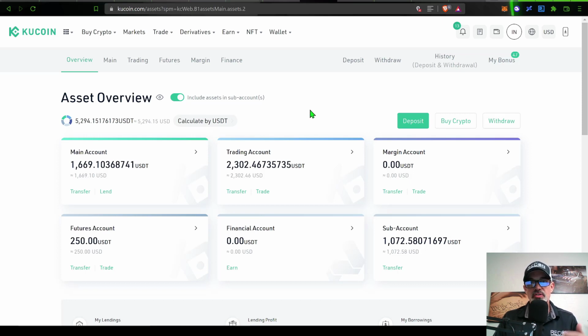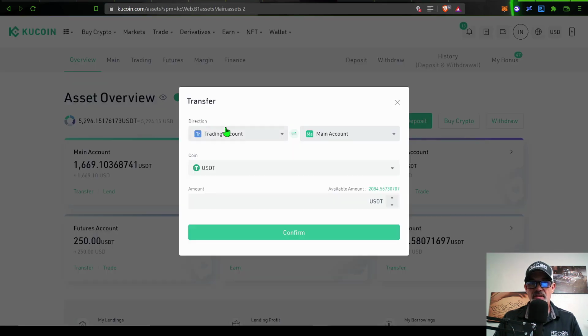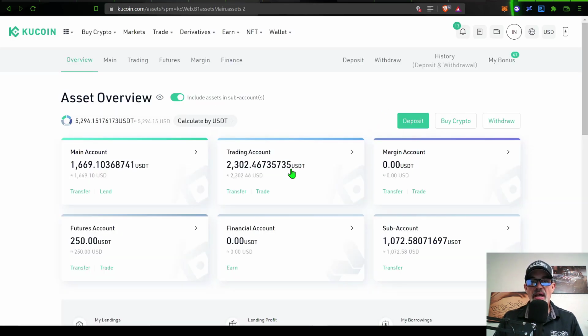So once you've logged into your KuCoin account, you will actually need funds available in your trading account and your futures account. And if you don't currently have funds in your futures account, you can just come over to your trading account, click on transfer, then select the direction of where you want your funds to go. In this case, it'd be trading account to, and if you click on the drop down here, you would select futures account. You want USDT to be sent to your futures account, and then you would just input the amount you want to send, and then click confirm. And at that point, you should have some funds available in your futures trading account.